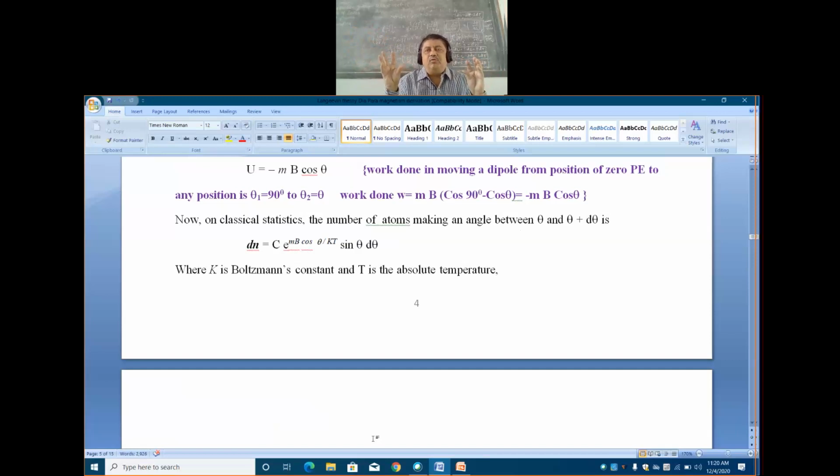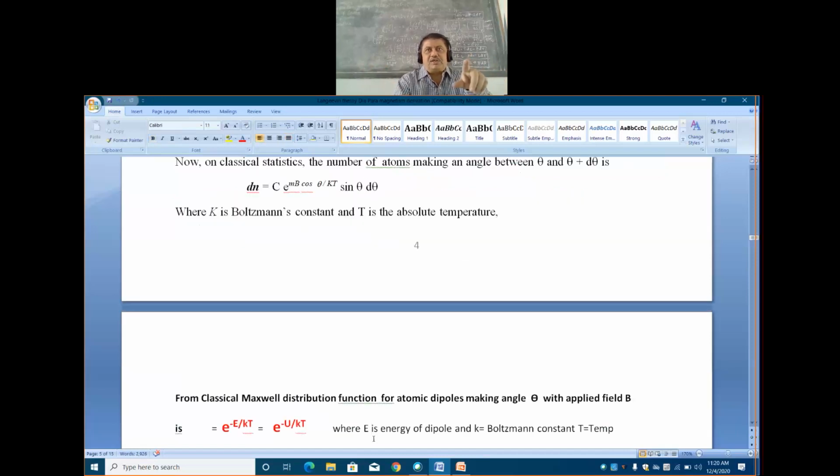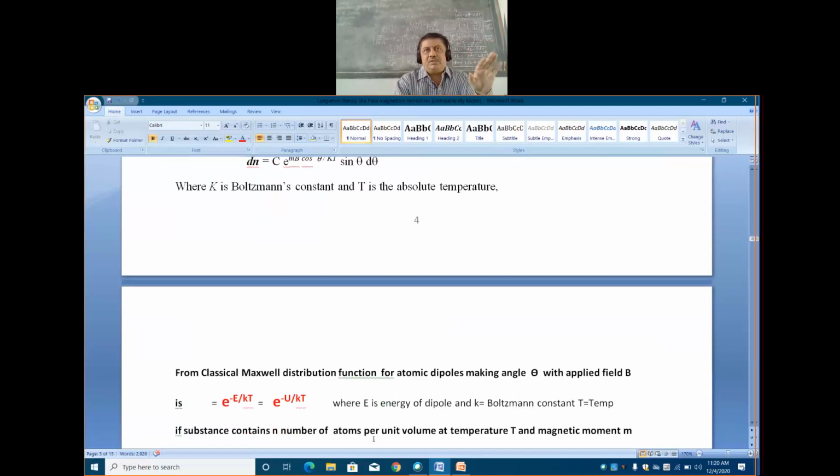The total number of atomic dipoles in the range theta and d theta is dn, that is c times the exponential factor e to the power mb cos theta by kt, into sin theta d theta, where k is the Boltzmann constant, T is the absolute temperature, theta is the inclination, m is the magnetic moment, B is the field, and c is a constant of proportionality. We'll just see how we got this expression, and from this the rest is very simple.